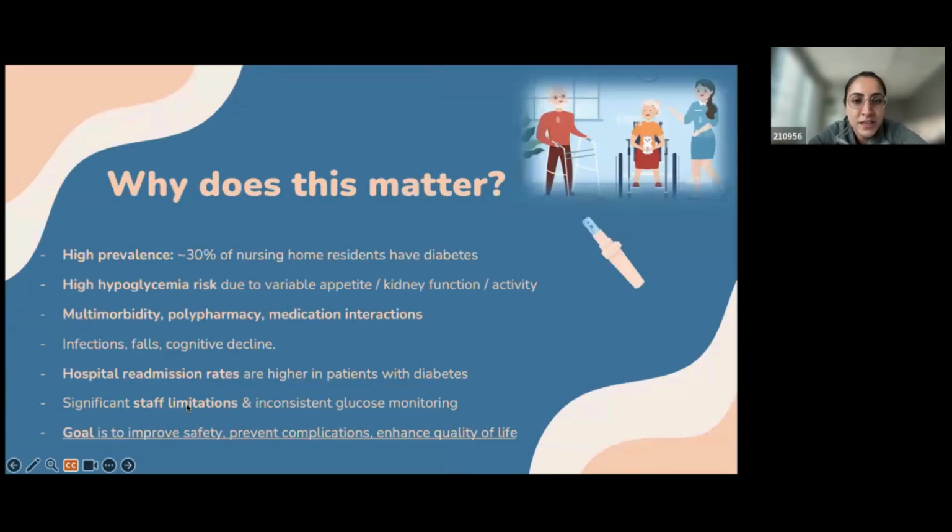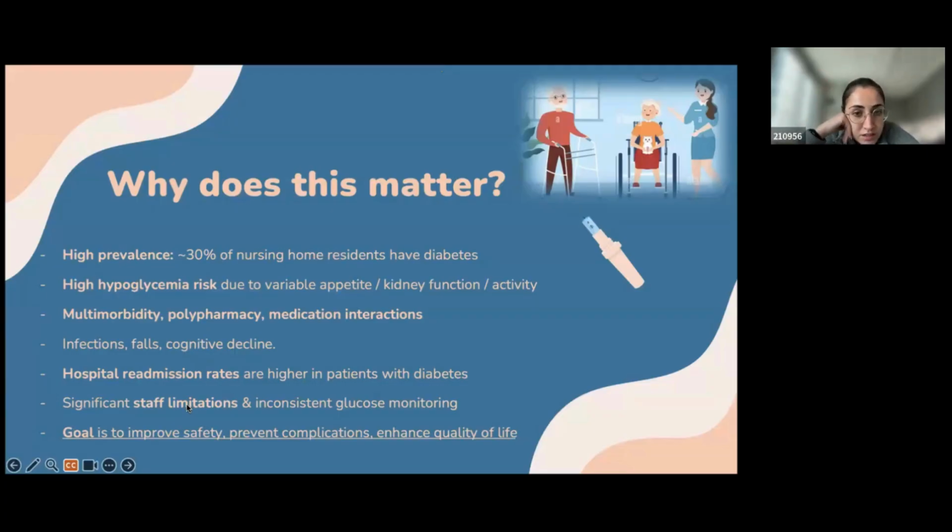So why does this matter? Diabetes is a major concern in nursing homes, with approximately 30% of residents in nursing homes and post-acute settings having diabetes. And so management of diabetes in this setting can present some unique challenges, as you're all aware. One of the biggest concerns is the high risk of hypoglycemia. And this is due to multiple factors, for example, variable appetite, declining renal function, inconsistent physical activity levels, all of which can make glucose control unpredictable.